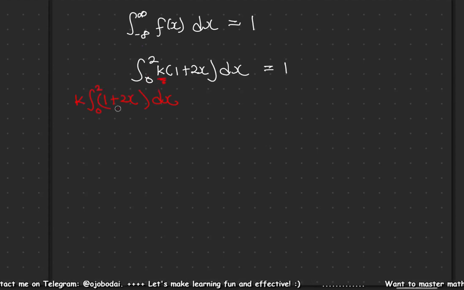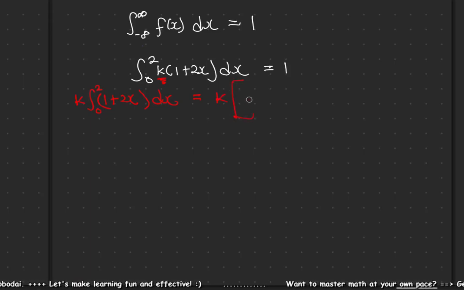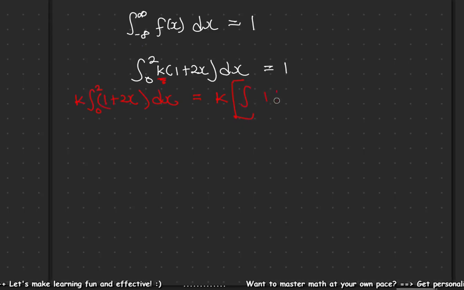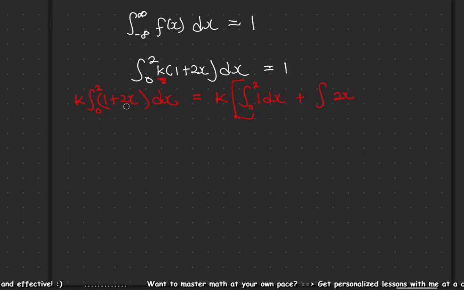Now, since there's a plus here, when it comes to addition and subtraction of integrals, we can expand them linearly. So this also gives us our k in one bracket, then in the bracket we have the integral of 1, that is this first term here, dx, with limits from 0 to 2, plus the integral of 2x, that is this second value here, dx, with our limits from 0 to 2.